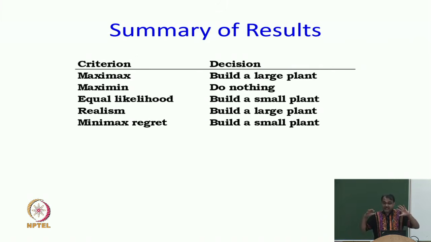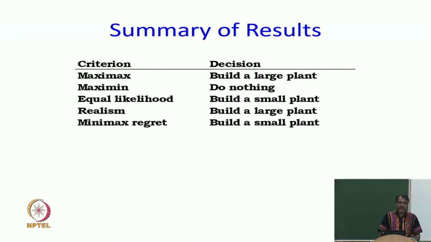Okay. So, this is the summary of our results. If we are extremely optimist, we take the maximax criterion, we decide to build a large plant. If we are highly pessimist and we say that we do not want to lose anything in the world ever, we decide to do nothing. If we are in the middle where we say everything is equally likely, we know nothing, that is called the equally likelihood criterion, there we build a small plant. If we are realistic but pointed optimist, then we build a large plant. If we decide the minimax criterion, then we build a small plant.